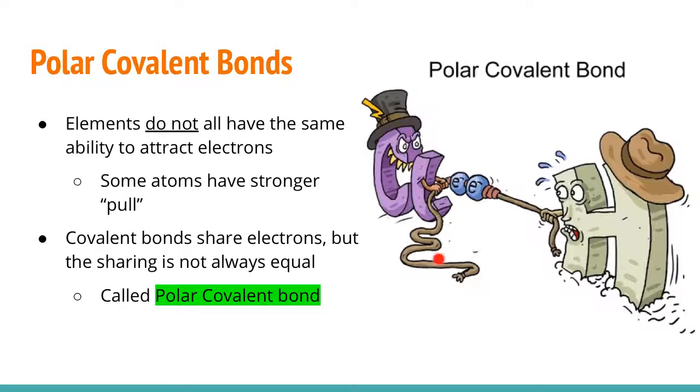So we're going to get a polar covalent bond because the chlorine is stronger than the hydrogen. If you want to think about it, if we made the freshman class play tug of war against the senior class, the senior class is probably stronger and is going to be able to pull that rope closer to them, versus the freshman class that's just trying to hang on to those electrons in general.